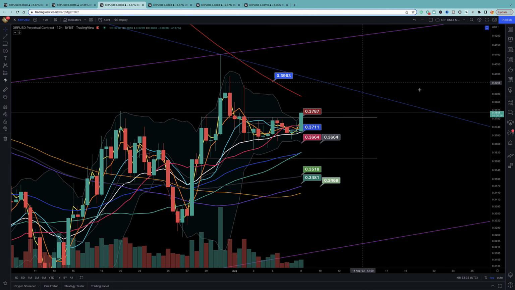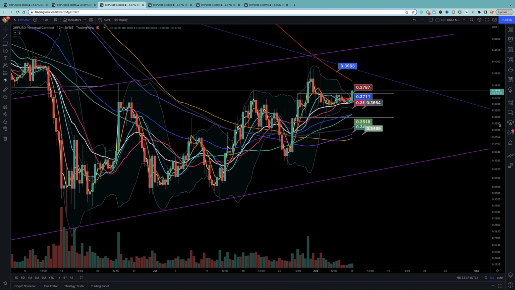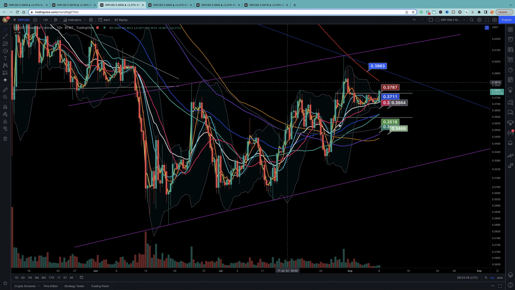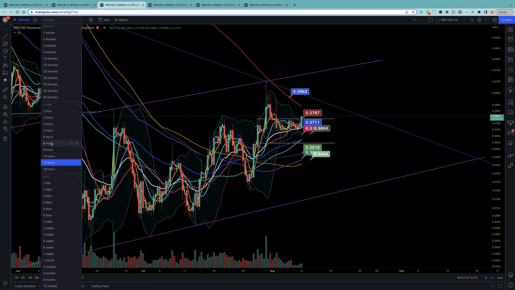So yeah, I know there's talk of potentially, you can see the channel here, the purple channel, is price action going up and touching the channel one more time, breaking a little higher, and then coming back down to the bottom of the channel again. I don't know, we'll just have to watch.